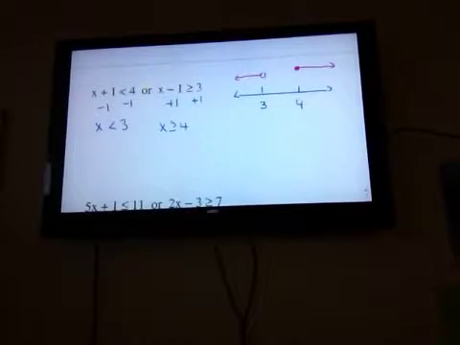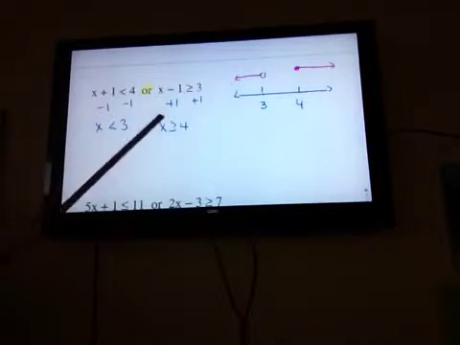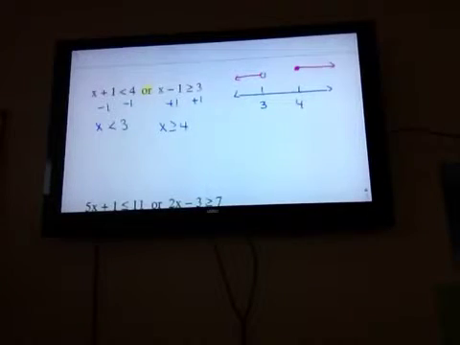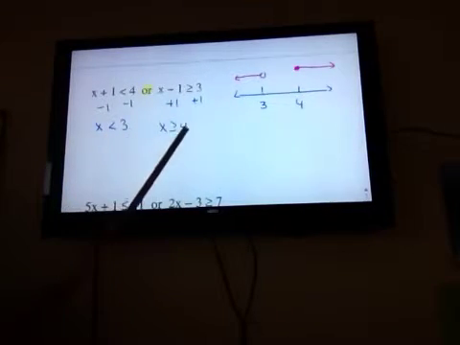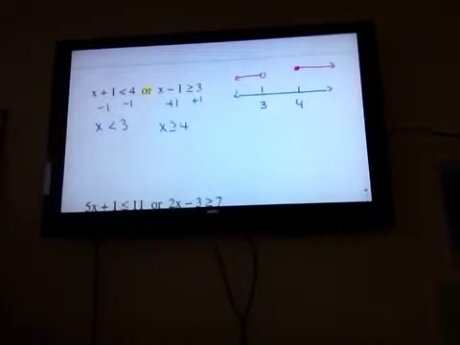Now, that word is important because we only need numbers that work in one of them for it to be true. So if I pick the number 7, 7 works here, but not here, but that's okay. It only has to work in one of them. If I pick 0, 0 works here, but not here, and that's okay. It only has to work in one of them. But if I pick 3.5, that does not work in either of them, okay? So, a union, an or, means to join it together.